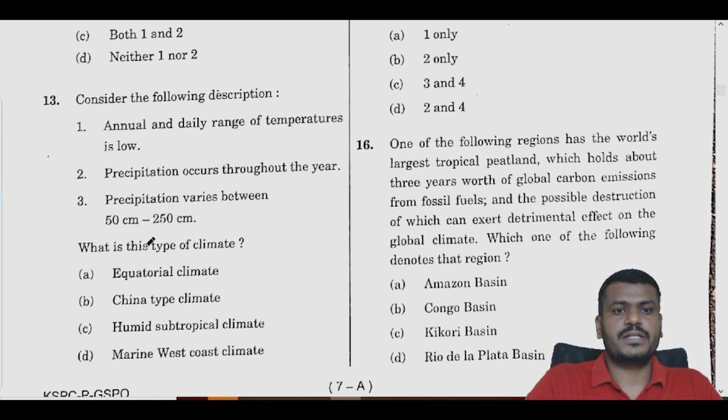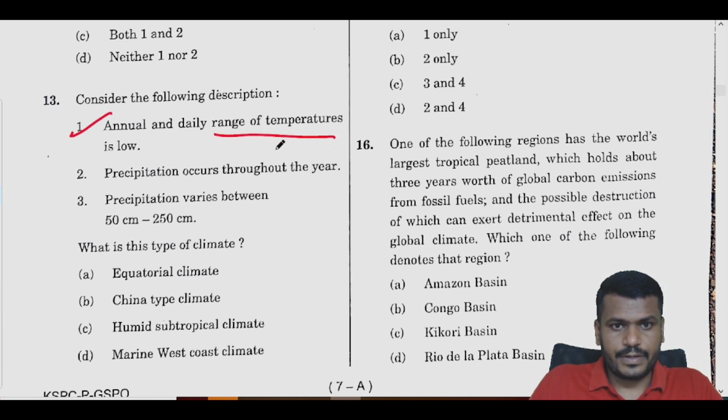Okay, next, consider the following description. Annual and daily range of temperature is definitely low. What are they asking? They are asking in which region the annual and daily range of temperature is low. Precipitation occurs throughout the year, guys. This is very important.